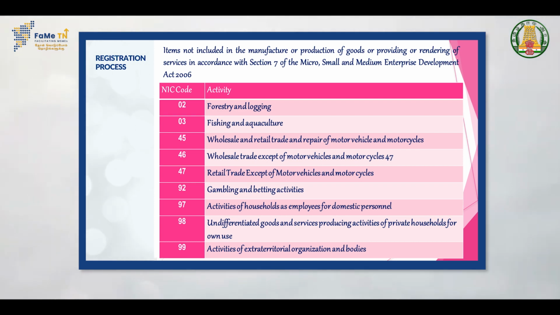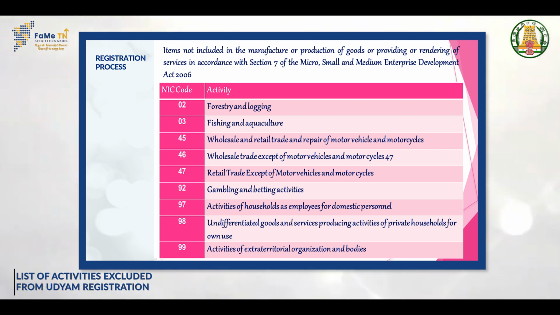So what are all excluded from doing Udyam registration? As I told you earlier in my slides, any micro, small or medium enterprise can do Udyam registration. But there are some things which are already excluded from the manufacturing of goods, like NIC codes 2, 3, 45, 46, 47, 92, 97, 98, 99. These activities are not included in the manufacture or production of goods or providing or rendering services in accordance with Section 7 of the MSME Act.